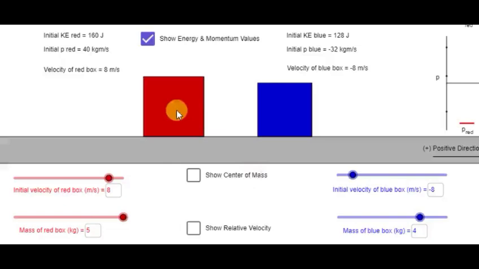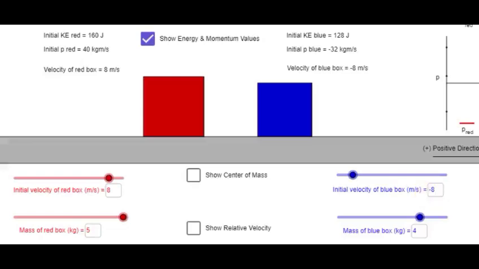We have our two bodies, one being a red box, another one being a blue box. The red box has a mass of 5 kilograms and a velocity of 8 meters per second. The blue box has a mass of 4 kilograms and a velocity of also 8 meters per second, but it is moving in the negative direction. That's why it has a negative sign. Because velocity is a vector, the direction matters.